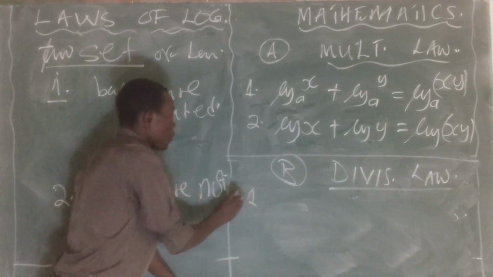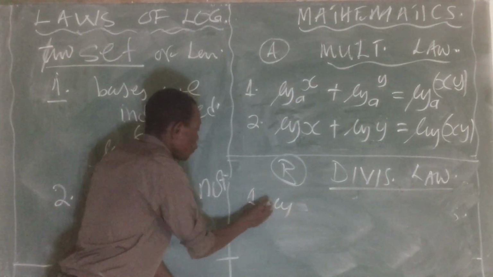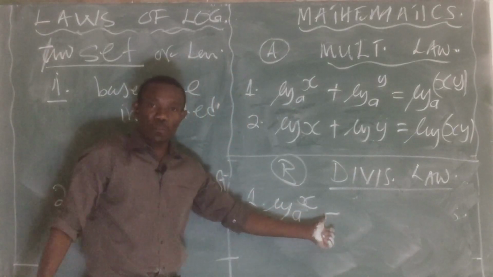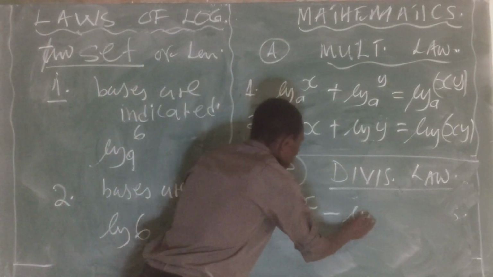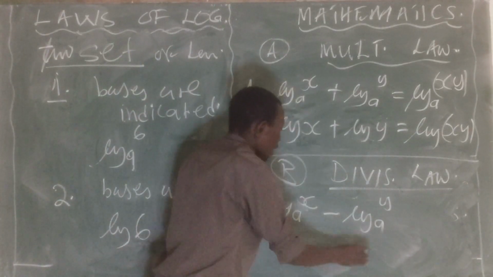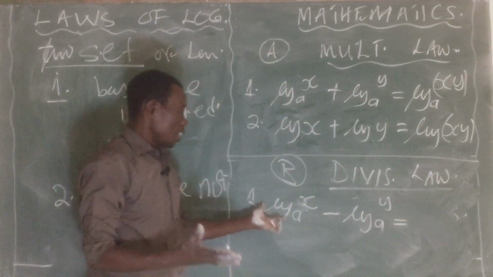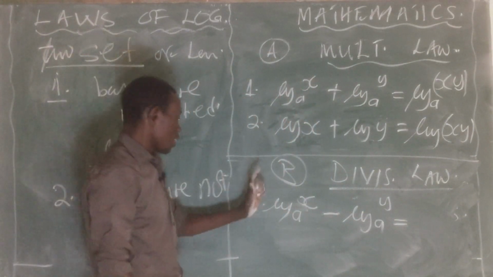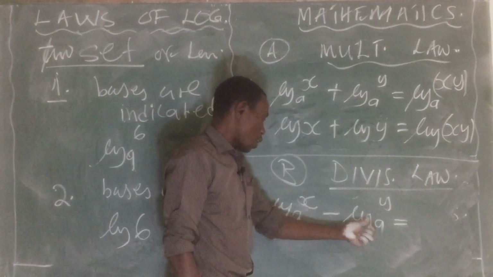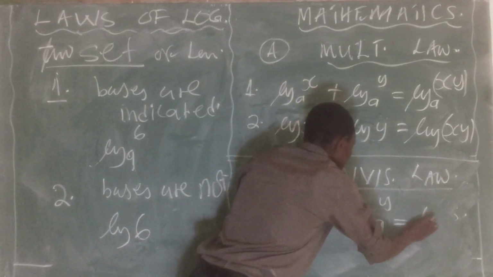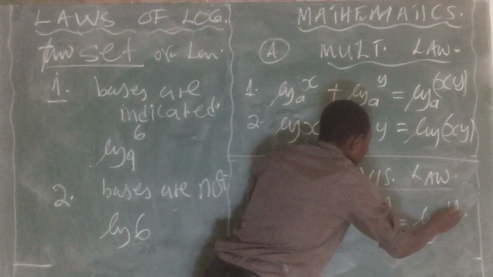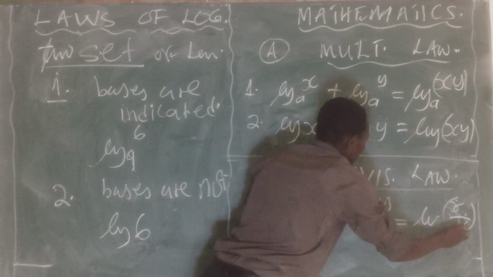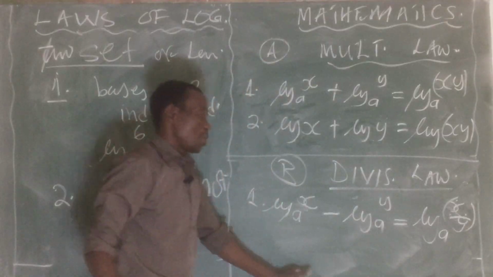So here, the first part is the logarithm of a number like x to base a. Now, we talk about subtraction. You are subtracting log of y to base a. The opposite is true. You can use the same counter example that I gave you. You will be able to write that when you subtract this one from this, it is as good as writing log of x divided by y, and this is expressed to base a.